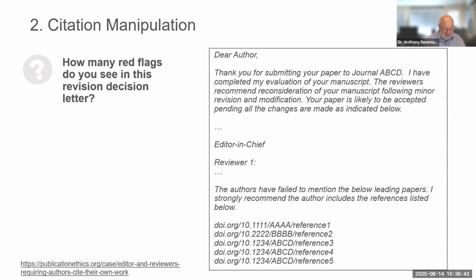Now here's something different, like sadness, I'm afraid. Editor-in-chief trying to cheat. So here's a question: how many red flags can you see in this revision decision? In other words, the editor-in-chief says, "Hey, author, read this. Add these references, and then it'll probably be okay." So what do you do? As an author, do you think, well, the editor-in-chief knows best? Well, I'm not so sure.